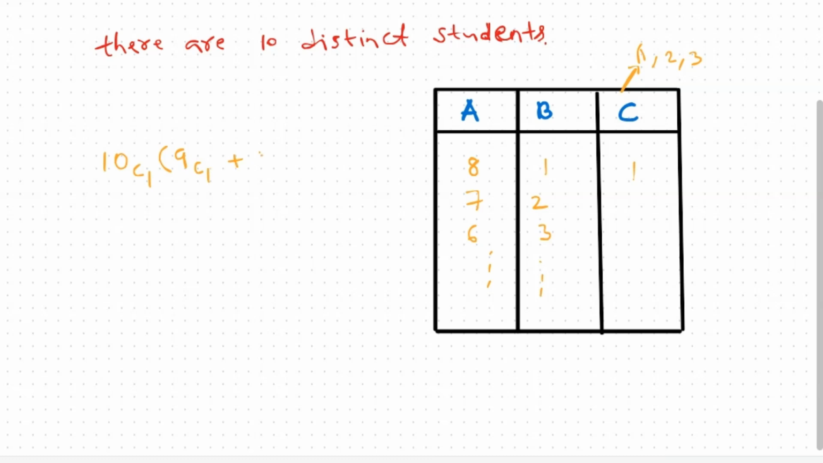And 9C1 plus 9C2 plus 9C3, and so on. Let's see where it will end. It will end when here it is 1, then here it will be 8. That is 9C8.